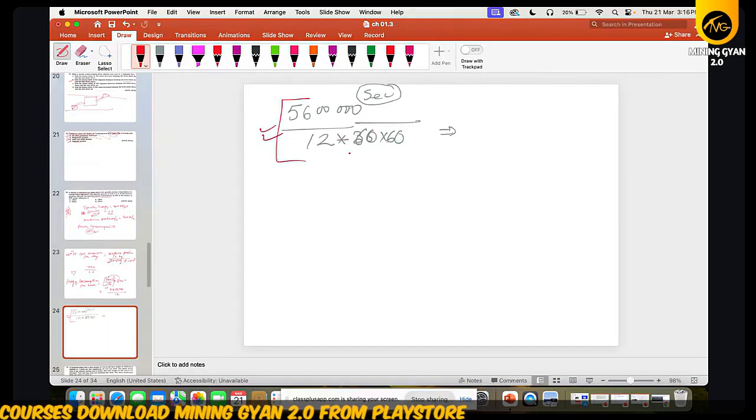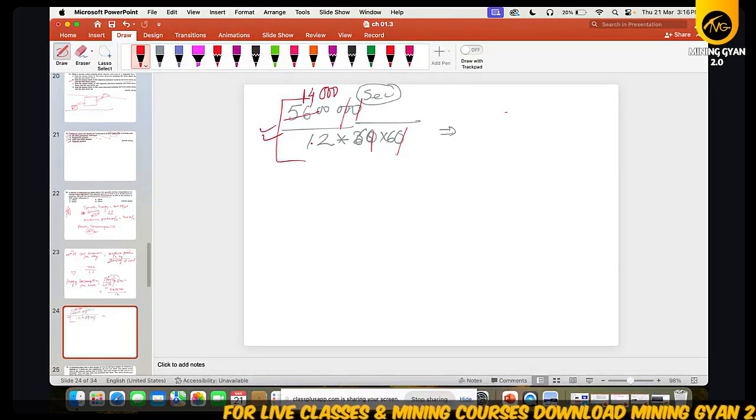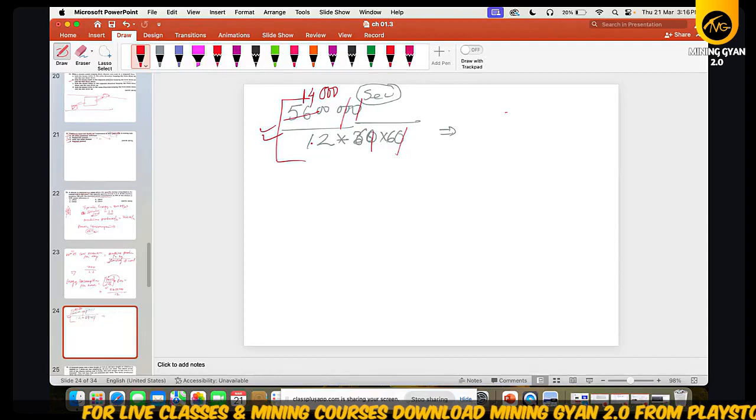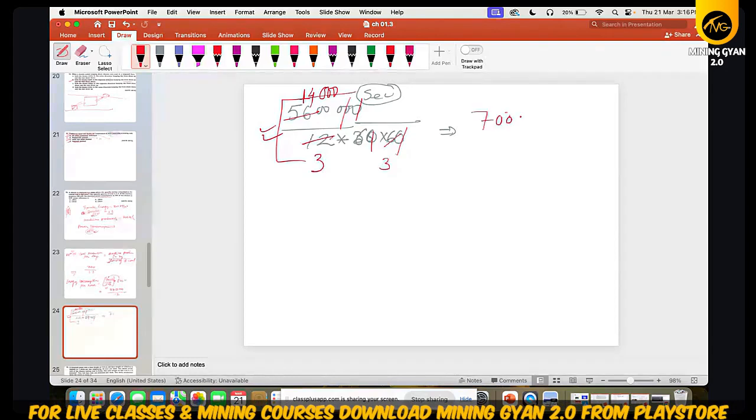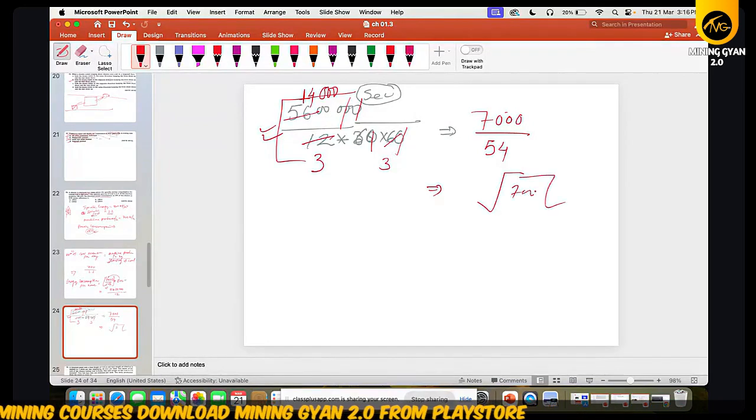Okay, if you want to cut it short, you can cancel and solve: 4 1s are 4, 4 4s are 16, and 2 3s are 7,000 divided by 54. You can divide 7,000 by 54, and the value will be.